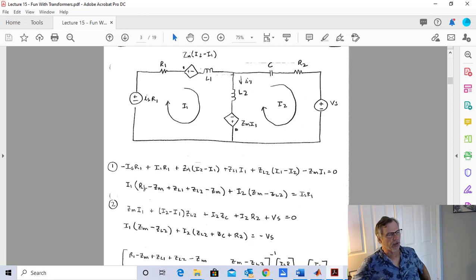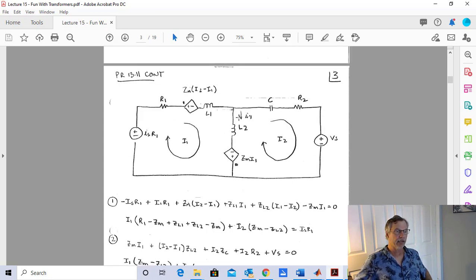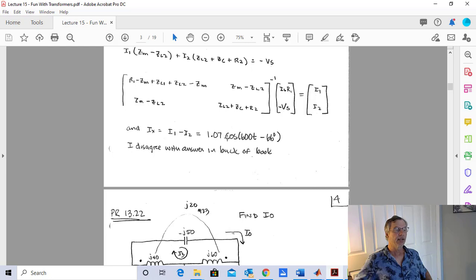And now, of course, I rearrange that so that I can plop it into a matrix. Let's do mesh two. Plus to minus, so ZM I1 plus I2 minus I1 ZL2 plus I2 ZC plus I2 R2 plus VS equals zero. Same thing, separate out my I1s, my I2s, my constants. Throw it into a matrix, and I get I1 and I2. And in order to get Ix, that's just going to be I1 minus I2. And here it is.